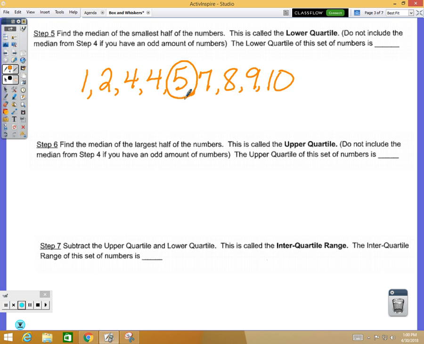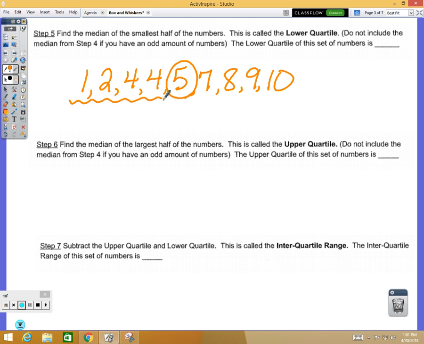Do we have an odd amount of numbers? Yes, we have 9 numbers, so we have an odd amount. So we are not going to include the median. So I am looking only at these 4 numbers. You might want to do a little squiggle under them like I did. You can do that up at the top of your paper, it's fine. So we are finding the median of just these 4 numbers.